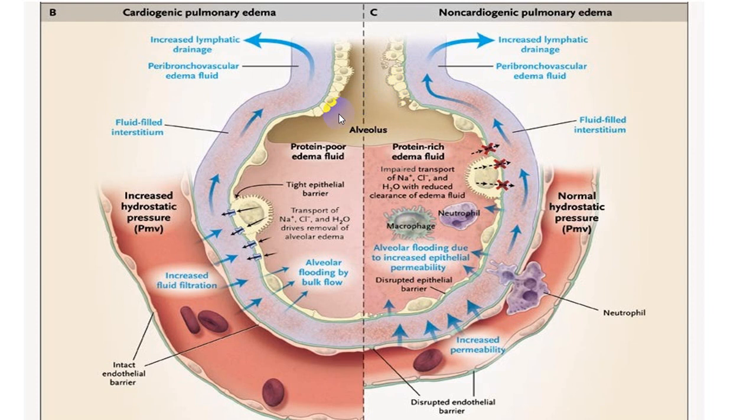So if you look at the fluid from the alveolus, you can see the difference. The fluid in the cardiogenic pulmonary edema alveolus is protein poor, and in contrast, non-cardiogenic pulmonary edema has protein-rich edema fluid. Yes, you can see the color difference between the two states.